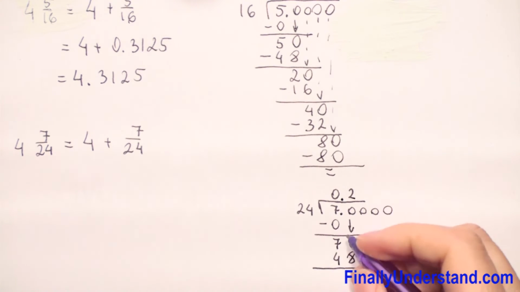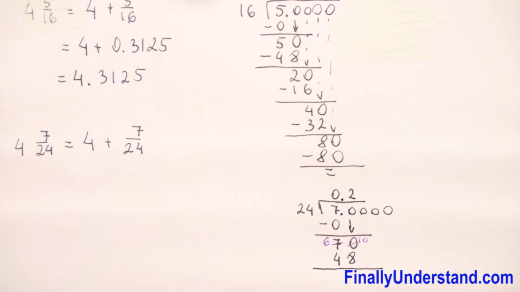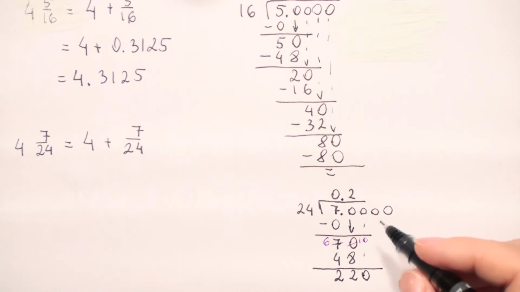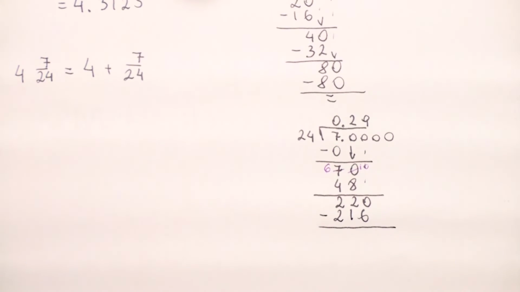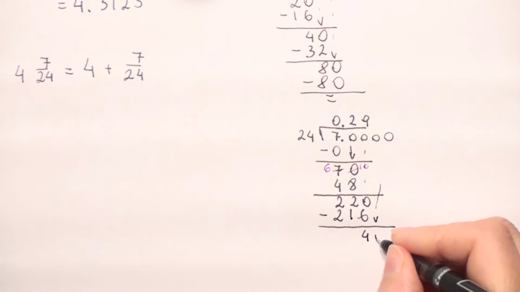0 minus 8 we cannot do. We will borrow 1 from 7, so it will be 6, and here we have 10. 10 minus 8 is 2. 6 minus 4 is 2. Now we have to take down the next 0. 220 divided by 24 is 9. 9 times 24 is 216. Subtraction. 220 minus 216 will be 4. We will take down the next 0.